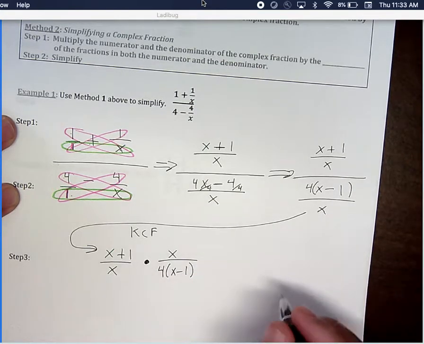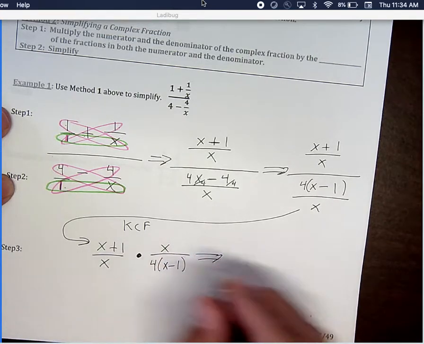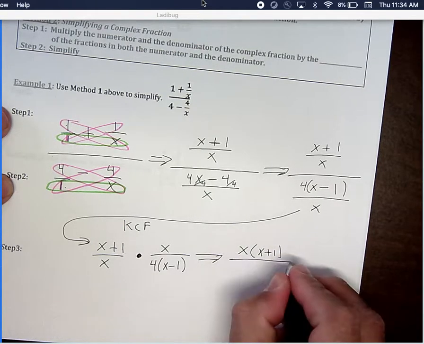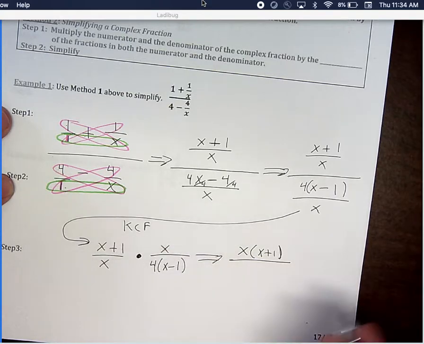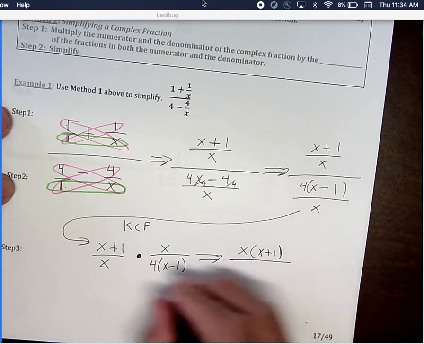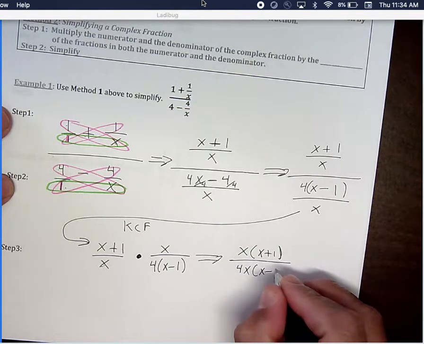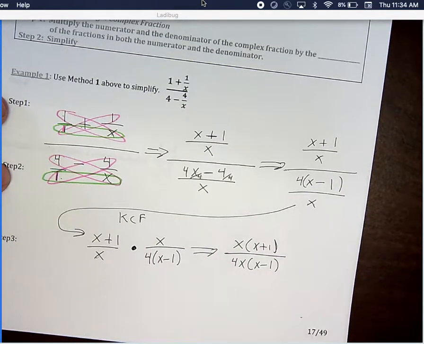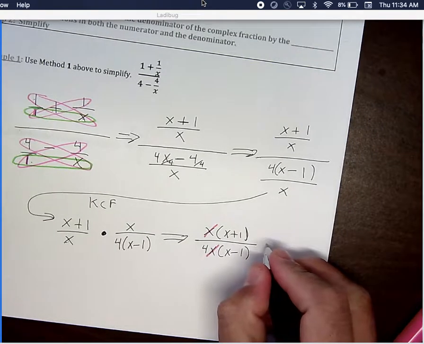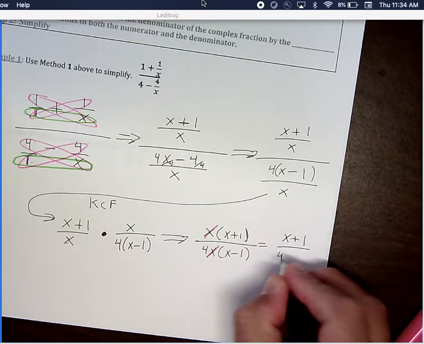Like that. And then after this, you multiply across, numerator times numerator. So I'm going to put the x in front, x times x plus 1 over, do not distribute because you might be able to cancel stuff. And then denominator times denominator. So I'm going to put the 4 first, 4 times x, and then these parts, x minus 1. If you notice here, you start seeing if you can cancel something, you can cancel the x only. So the answer would be x plus 1 over 4 times x minus 1.